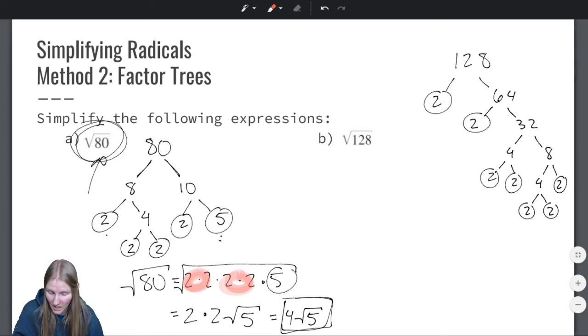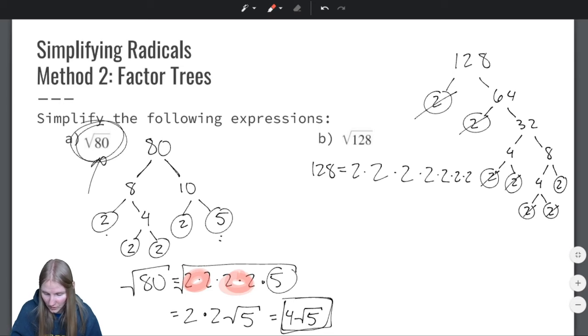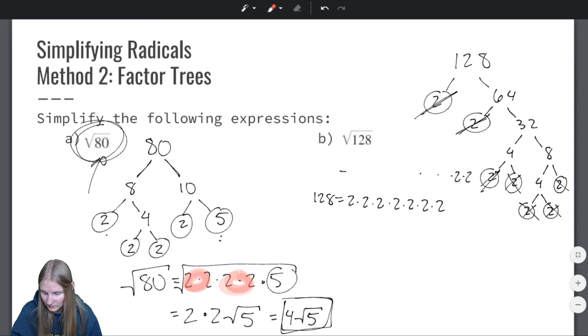So, 128 equals 2 times 2 times 2 times 2 times 2 times 2 times 2. Goodness, I'm going to rewrite this a little more condensed, right? So let me make sure. 1, 2, 3, 4, 5, 6, 7 2's. 7 2's. There we go.